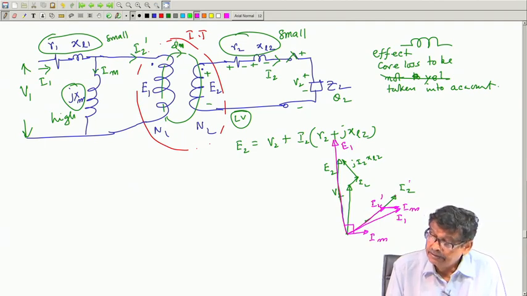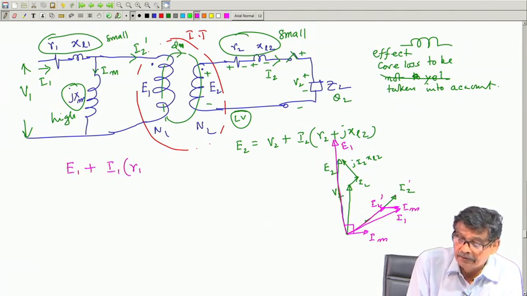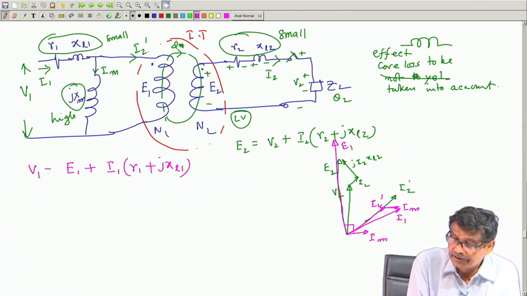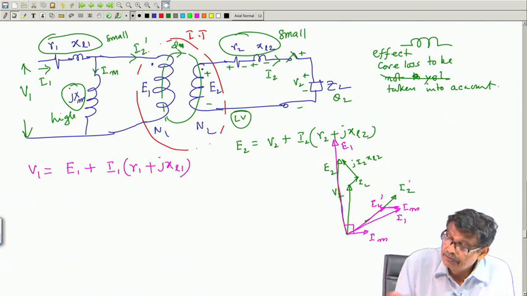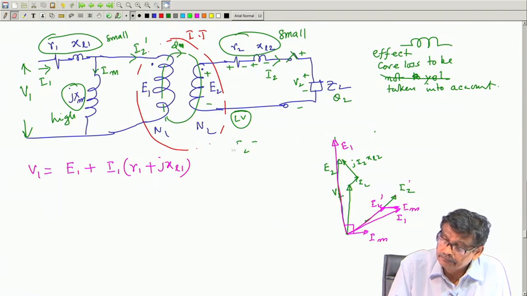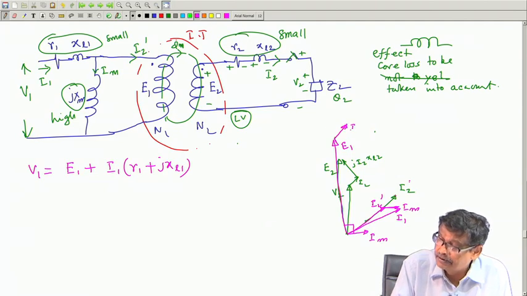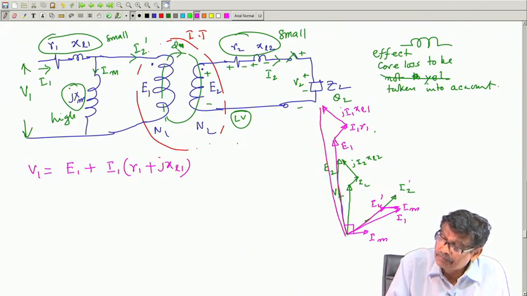And if you get I 1, then to E 1, if you add these two drops, I 1 into R 1 plus J X L 1, small l indicates leakage reactance drop, this must be your V 1. My target is to show all the variables. So, E 1 I have reached. To this E 1 you now add I 1 R 1, parallel to this, wherever it is, and to this you add I 1 J X L 1, which is 90 degree, and get your supply voltage V 1.